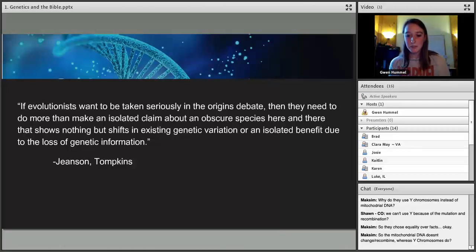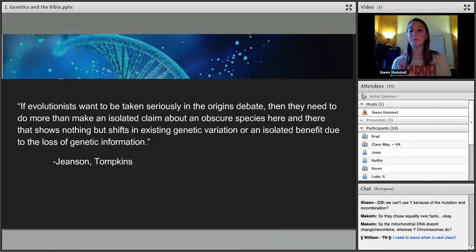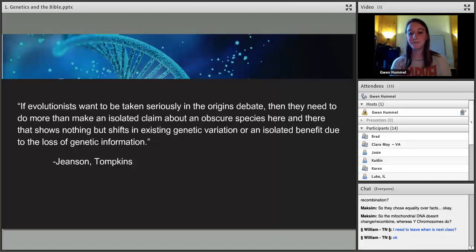Maxim says they chose equality over facts. Okay, yep, that's exactly it. So the mitochondrial DNA doesn't change when we combine, where the Y chromosome does. Again, the mitochondrial DNA is held in that nice package, that organelle, that's only passed on through the mom. And the Y chromosome is not packaged the same way. It touches all of our other 23 chromosomes. It touches everything else. So it can recombine with all kinds of other genes that come from our lineage, our other generations of ancestors. So it's not a pure line.